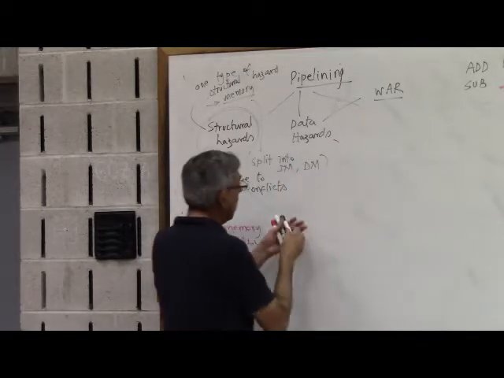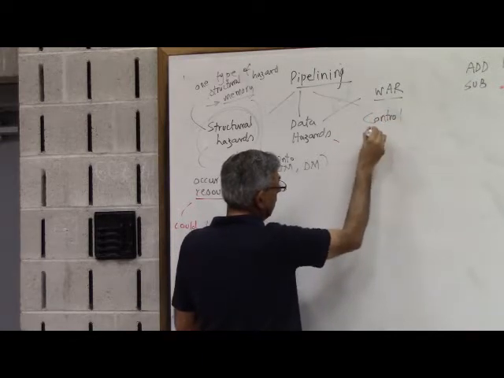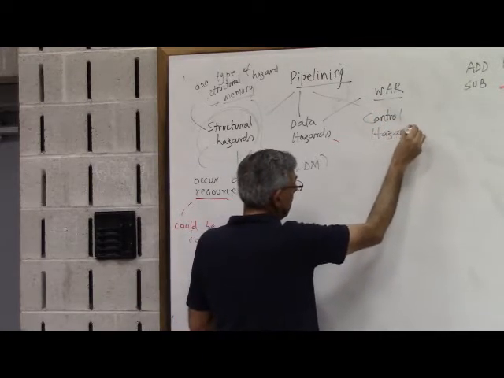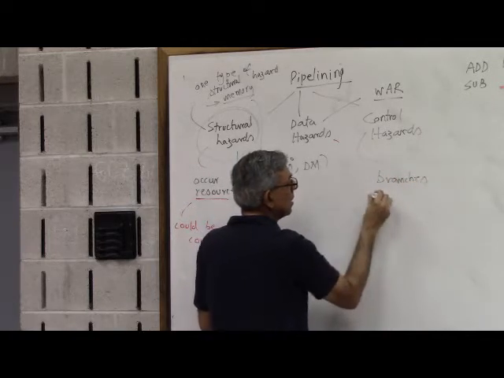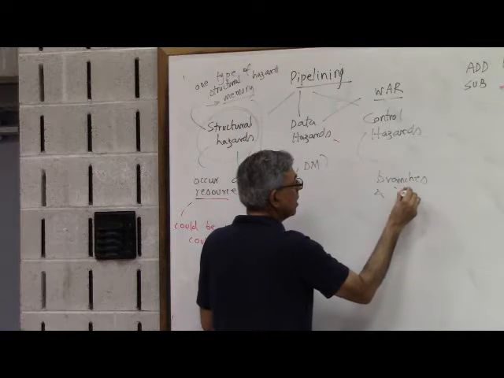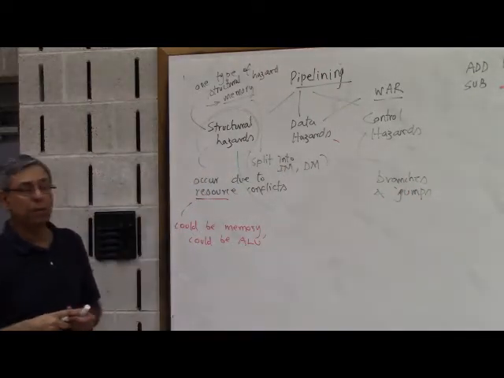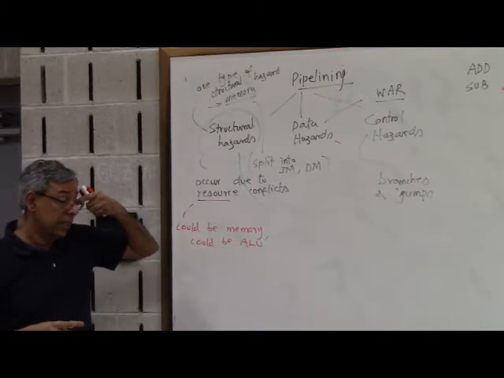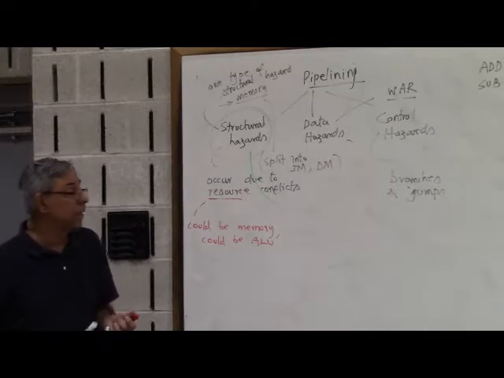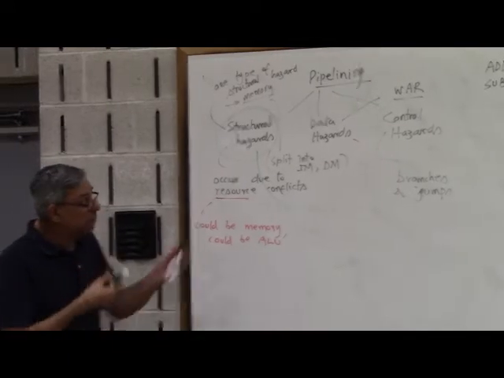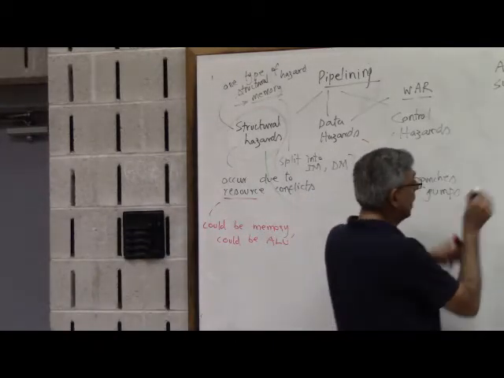The third category, if you recall, was control hazards. A control hazard occurs due to branches and jumps. If we have a branch instruction followed by another instruction, that's where we can run into a problem, and that problem is referred to as a control hazard. Let me pick an example to clarify this.